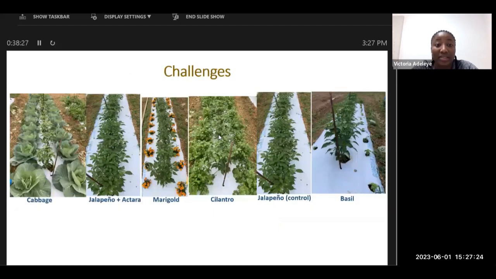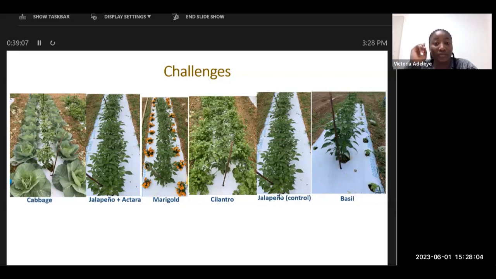But we had some challenges during the period when we conducted those experiments, and the challenges were competition between the non-host and the main plants. As you can see, the cabbage plants were smaller compared to these other treatments where we had the pepper intercropped with marigold, or jalapeno just with Actara spray. And also we had issues with the plants in the cilantro intercrop plots. They were smaller compared to the rest of the plots.